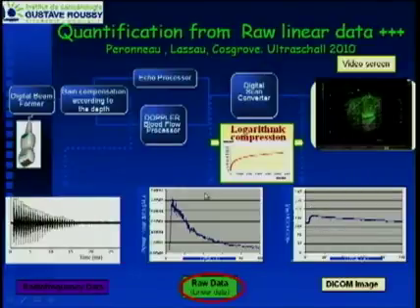And the good news is that now all companies, Toshiba, GE, Siemens, and Philips, provide this kind of data. So you have access to the high dynamic range, about 1000, and you can perform a true quantification.